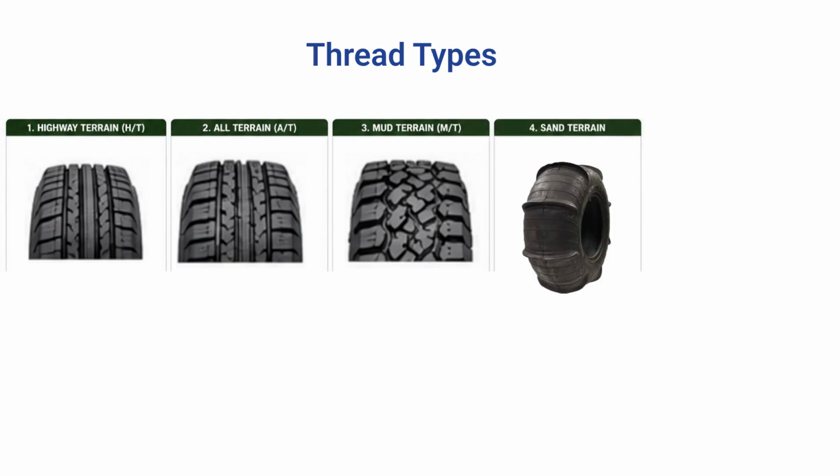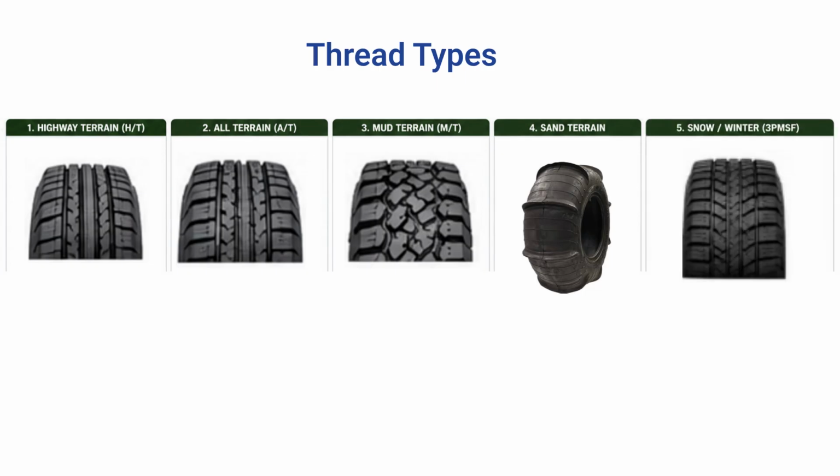Fourth is the sand terrain tire. Its broad pattern is designed to improve flotation and reduce sinkage in dunes and loose sand. It performs well at speed in desert conditions, but offers weaker grip in mud, rocks, and hard terrain.